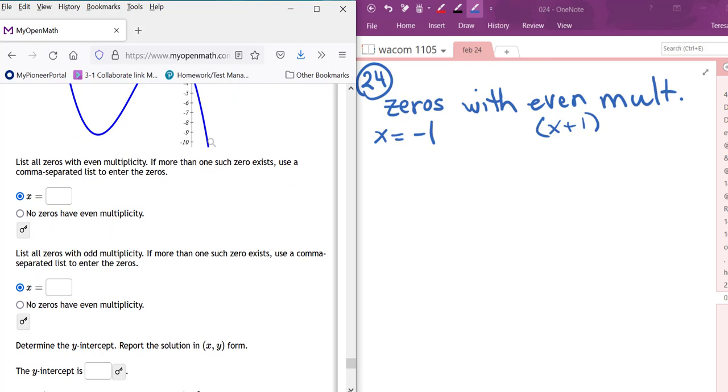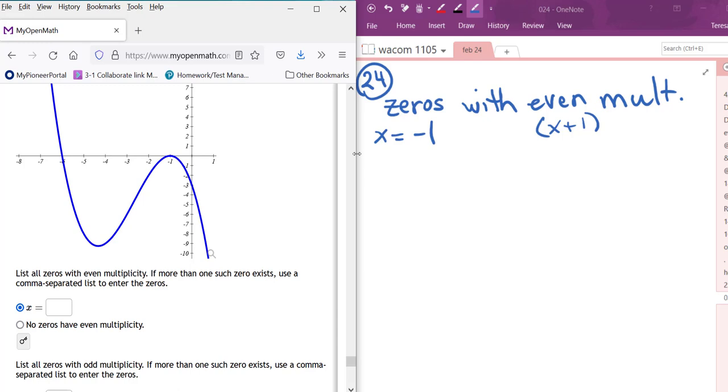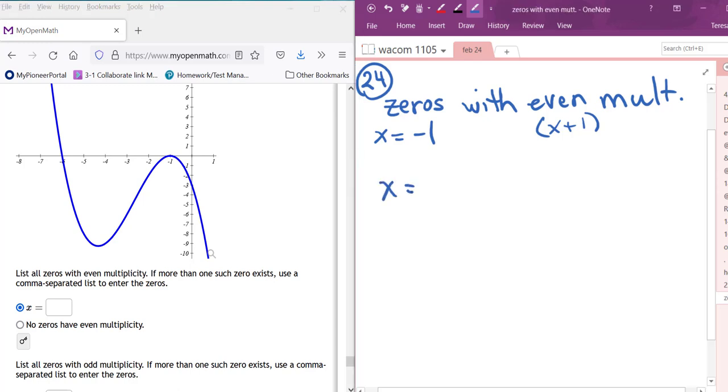With odd multiplicity, we have x equals -6, because it crosses through, that's how we know that. So to get -6, that would come from x plus 6 equals 0. You would subtract the 6.